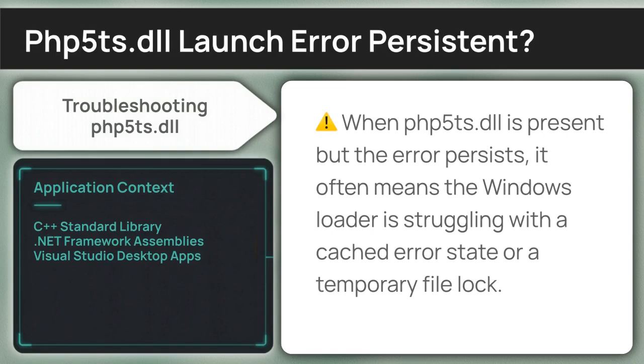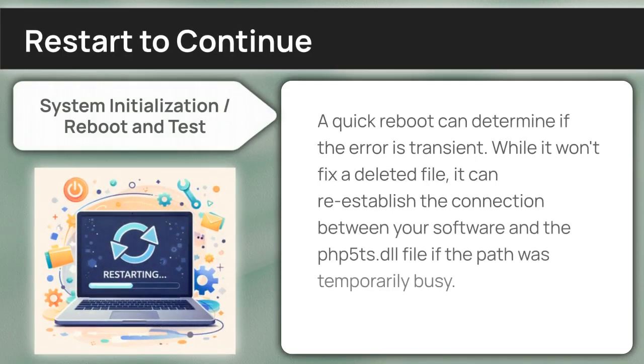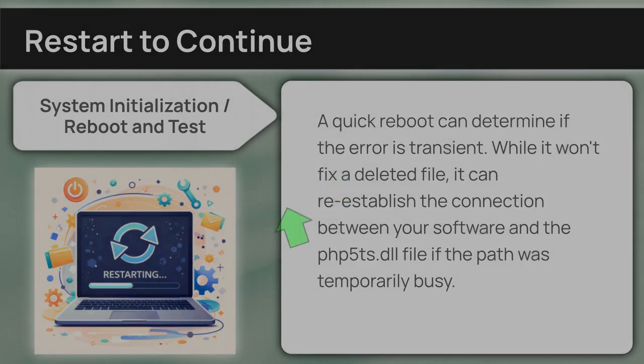If the redistributable repair didn't resolve the pop-up, the next logical step is to analyze the local environment for process conflicts. A system reboot is a reliable way to clear away zombie processes that might be interfering with php5ts library. It's a low-impact step that ensures your operating system is starting with a synchronized environment.